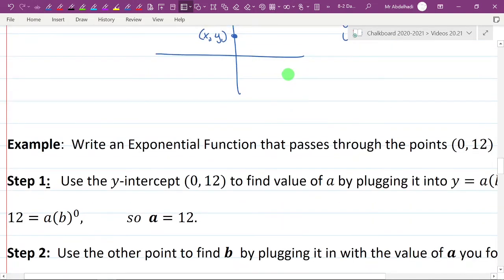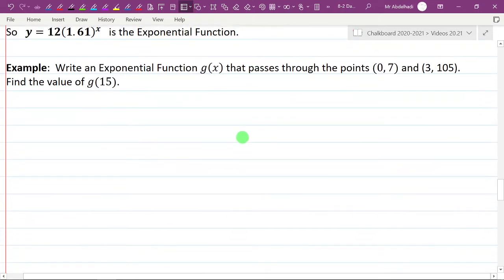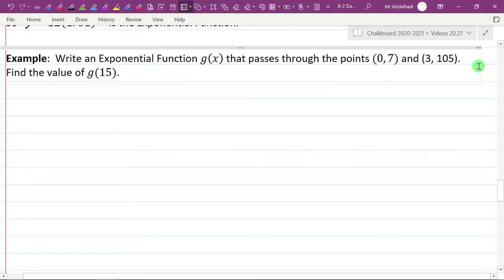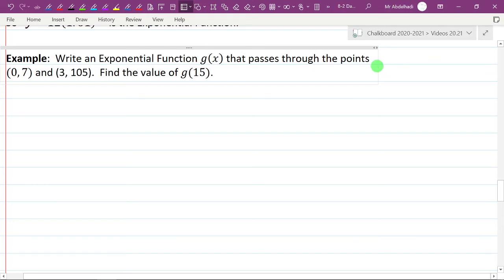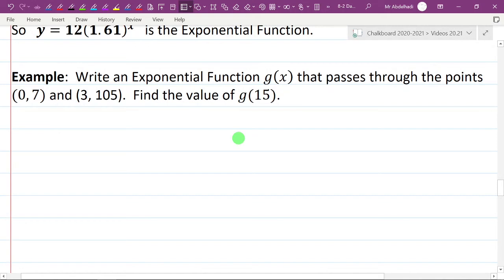So I have got some notes here on the process, but let me just show you how to do it. So here's the example. Write an exponential function that goes through the points (0, 7) and (3, 105). And then when you're done, use that function to find me the value of g of 15.